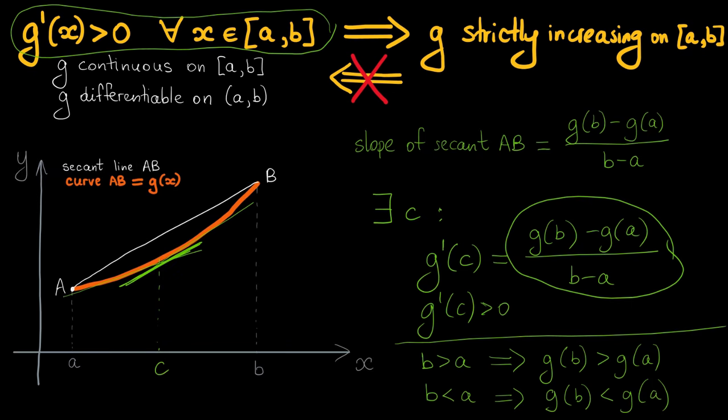And recall this slide where we used the mean value theorem to show that if the derivative of the function g of x is strictly greater than 0 on the closed interval ab, then the function g is strictly increasing on that closed interval ab. In a completely analogous fashion, we could show that if the derivative is strictly less than 0 for all x in the closed interval ab, then that implies that g is strictly decreasing on this closed interval ab.